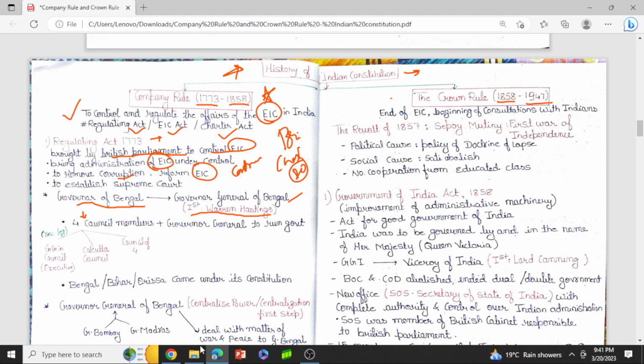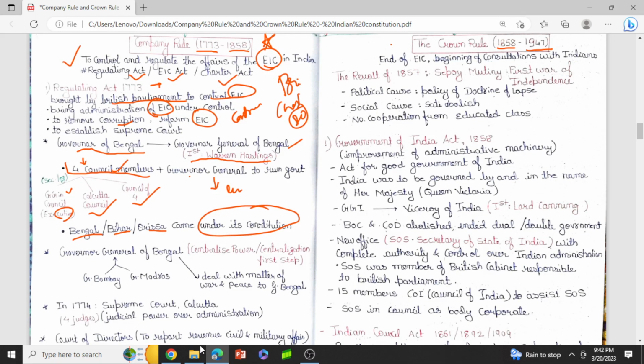For the Governor General, legislative work was primary. However, for the council members, legislative work was secondary. These four council members are also called the Council of Four, Calcutta Council, or Governor General in Council, which was an executive. So now Bengal, Bihar, Orissa all came under the Governor General's constitution. They came into one constitution. As I said, this is the foundation of bringing centralization, the first step of centralization.